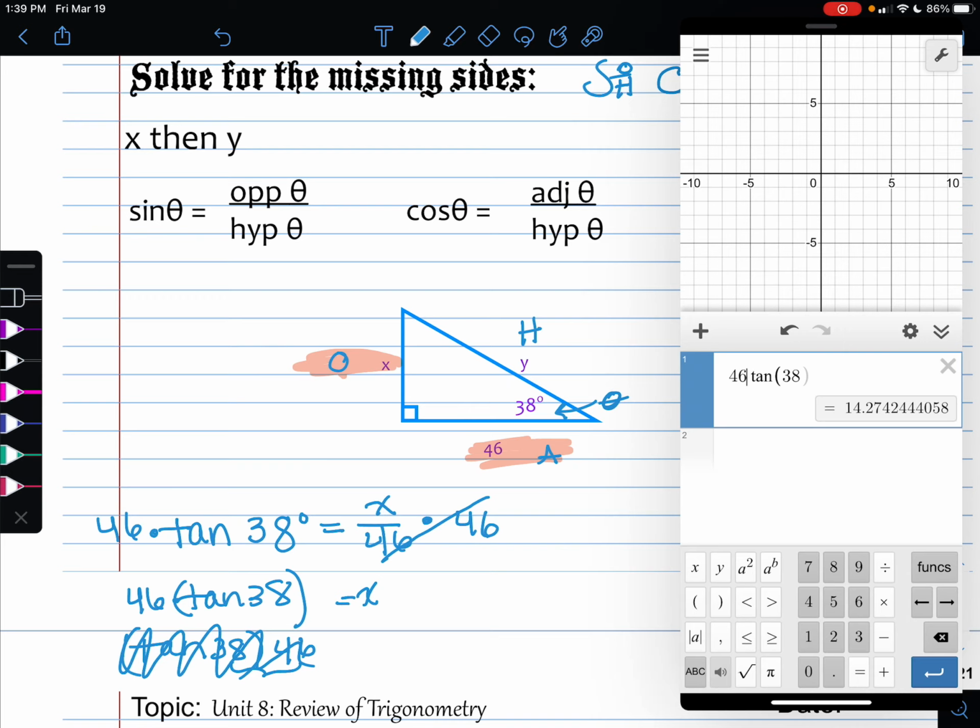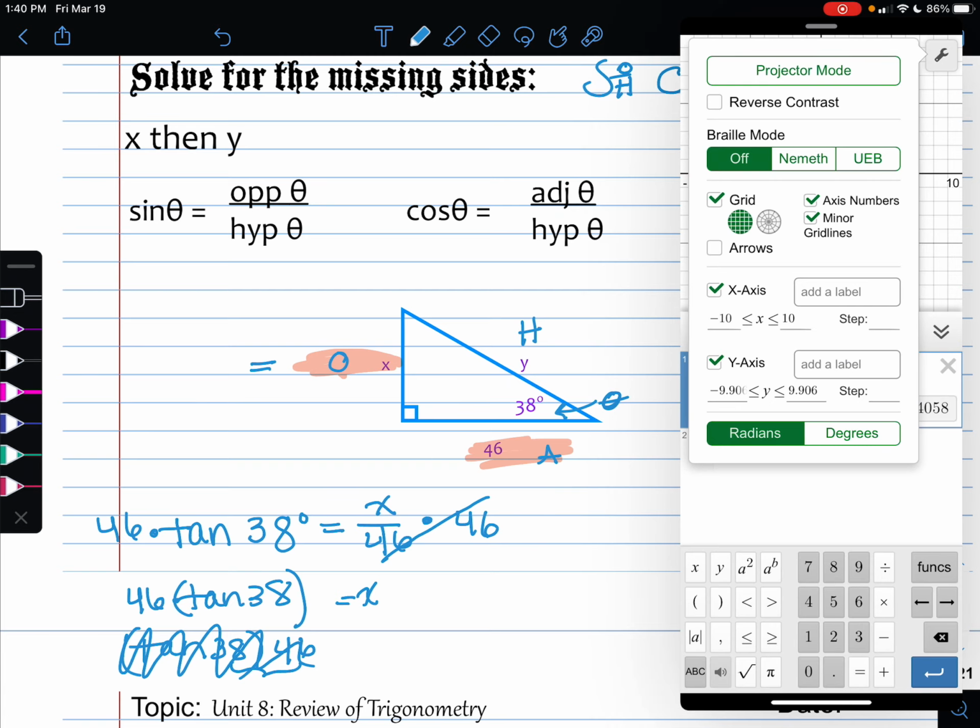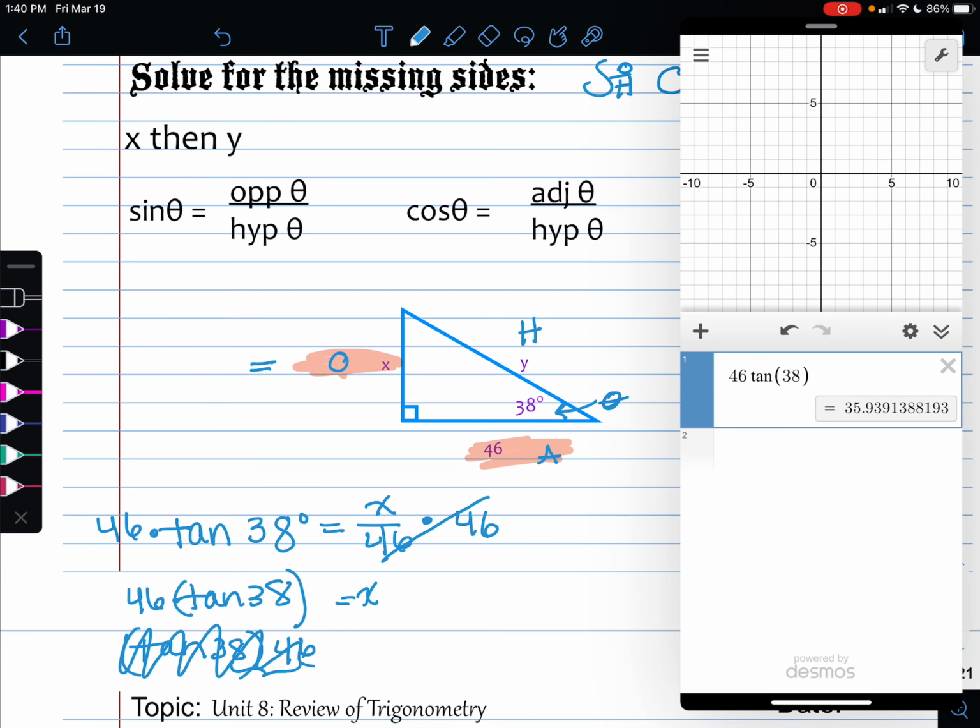I get x equals, and I'm going to make sure, look at that, I'm not in degrees. That didn't seem right to me. Degrees, x equals 35.4. So if you don't know how to change from radians to degrees on Desmos, it's in that little wrench at the top.